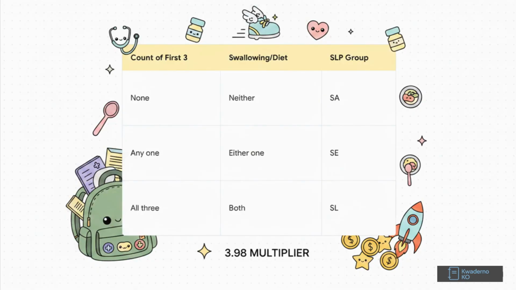If a resident has a count of none for the first 3 conditions and neither a swallowing disorder nor an altered diet, they fall into group SA. That's our 0.64 multiplier. But jump down to the bottom row. If they have all 3 of those first conditions, plus both a swallowing issue and an altered diet, they rocket up to group SL with that massive 3.98 multiplier. Simply put, the more items in the backpack, the higher the group.